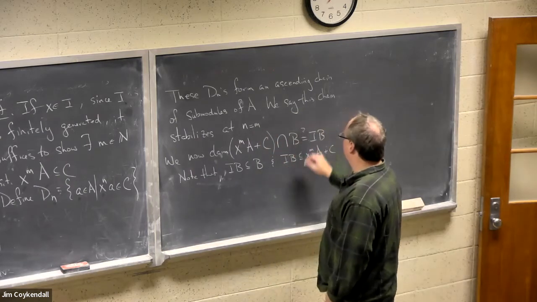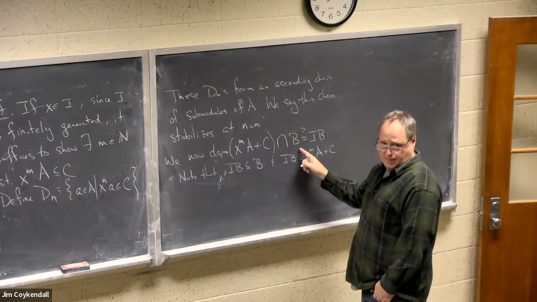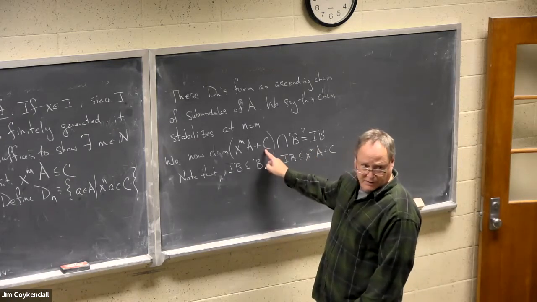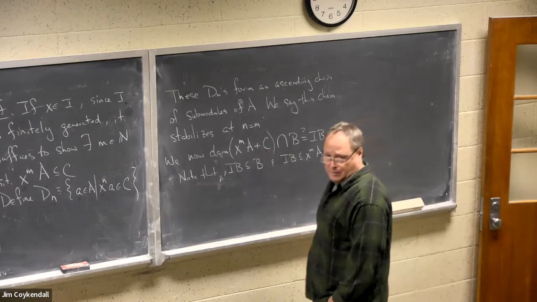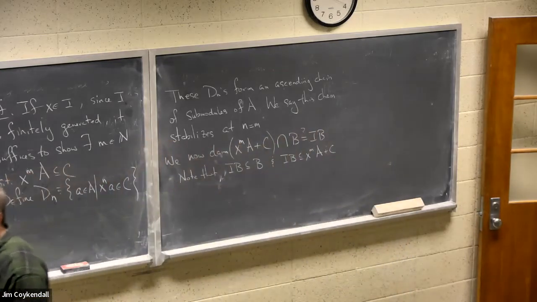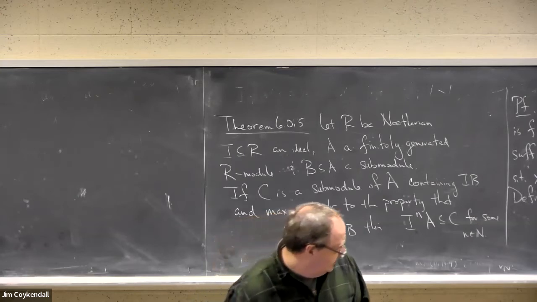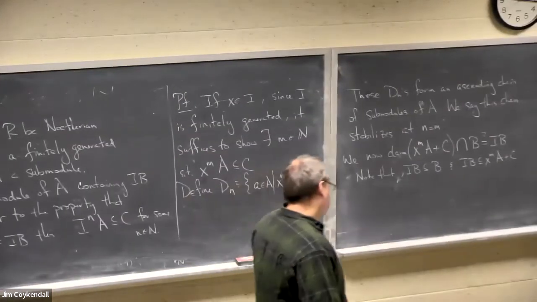So we've got this containment here. Certainly IB is contained in B. And of course, IB by definition is contained in C, so it's contained in this bigger animal, right? So the containment of the right side inside the left is pretty easy.